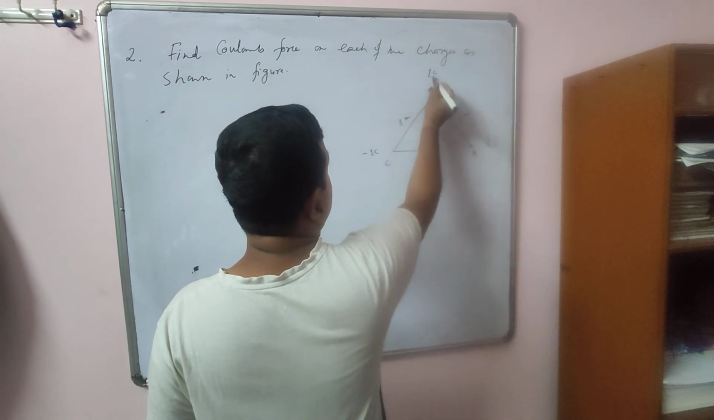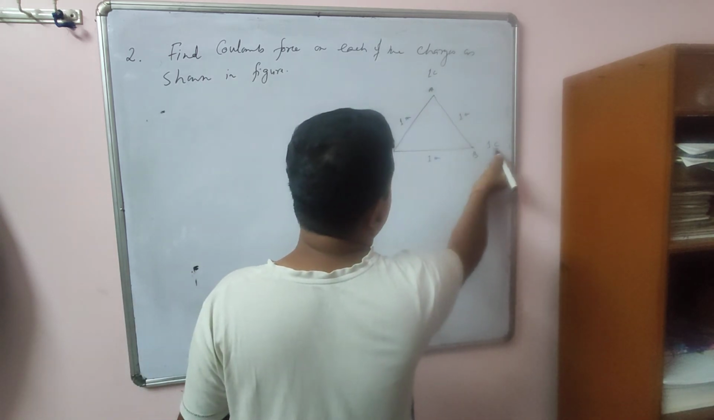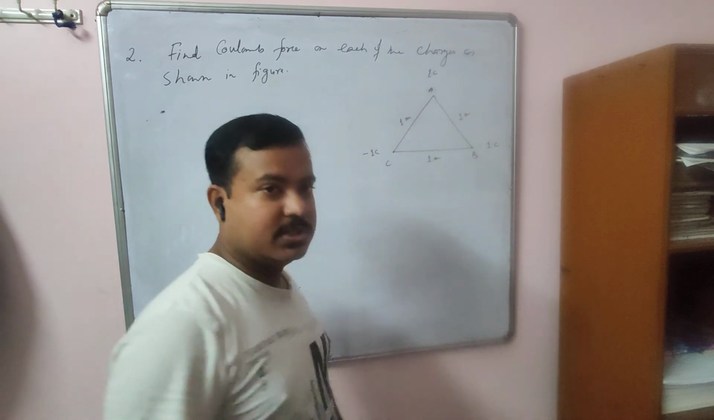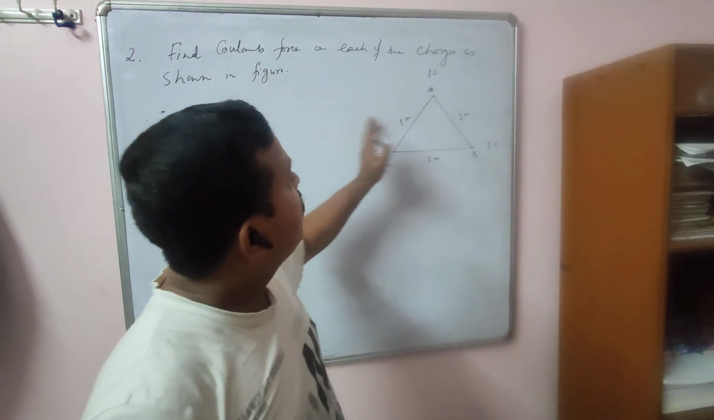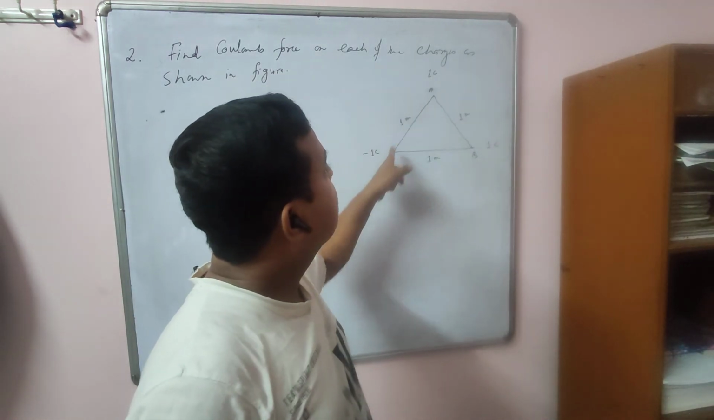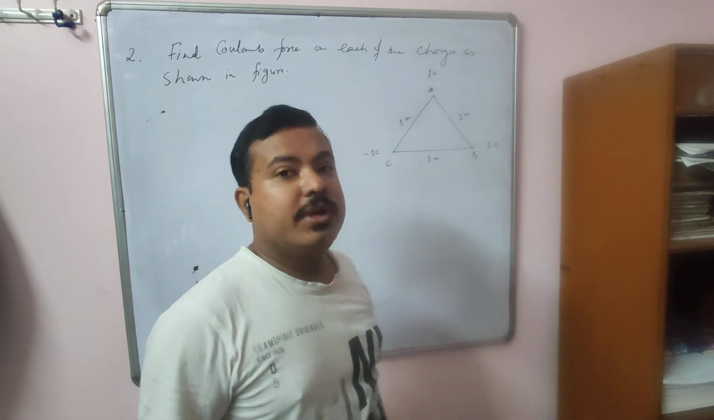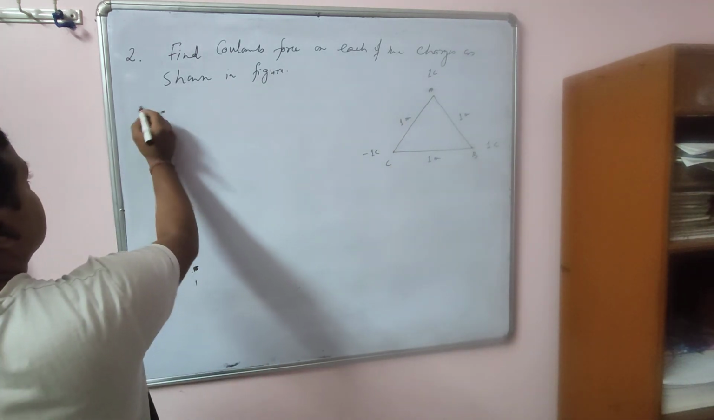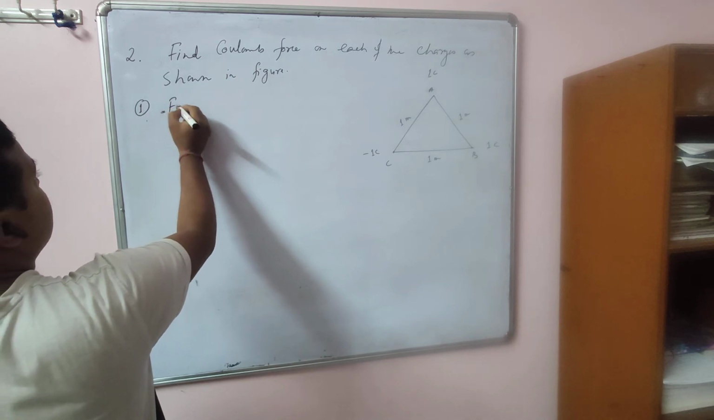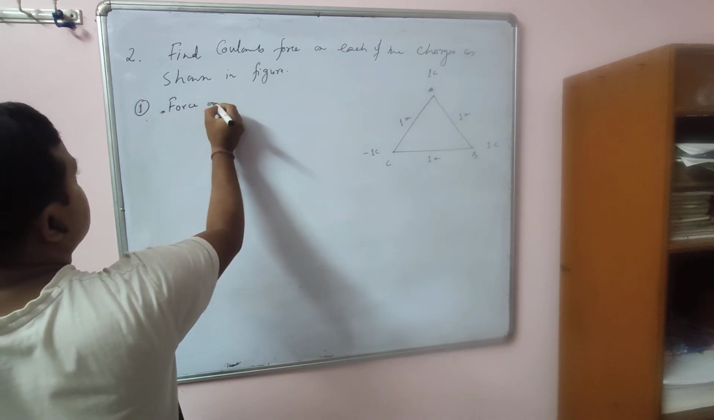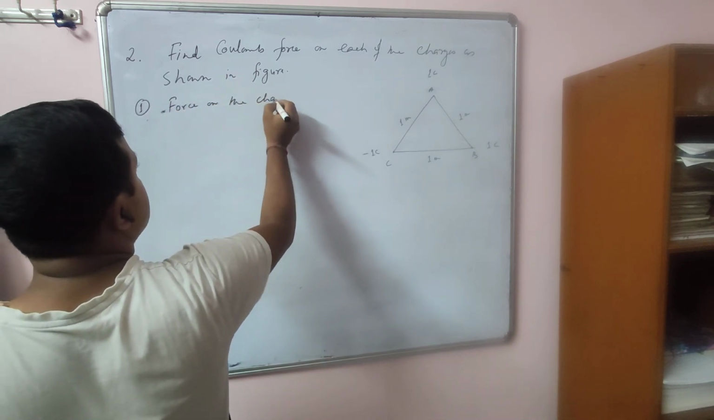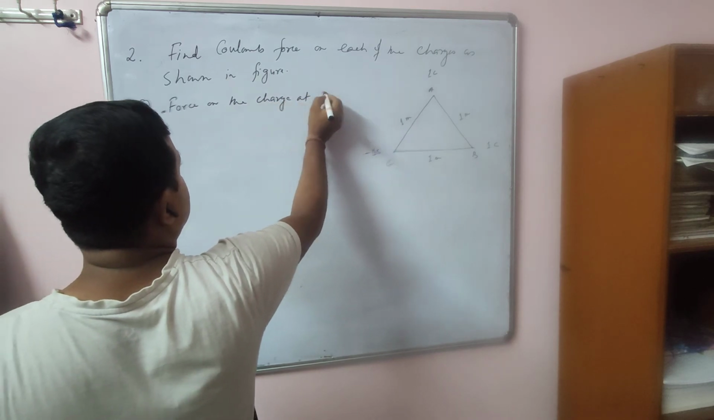So at vertex A, 1 coulomb charge, at vertex B, 1 coulomb charge, and at vertex C, it is minus 1 coulomb charge. Now you have to find the force on each of the charges. So here first let us consider the force on the charge at A.